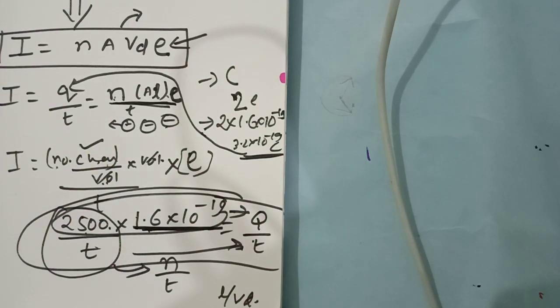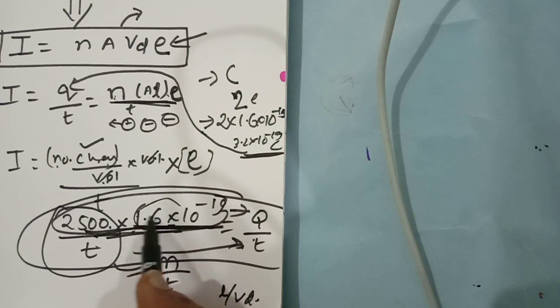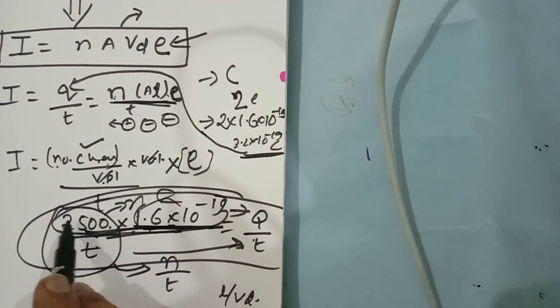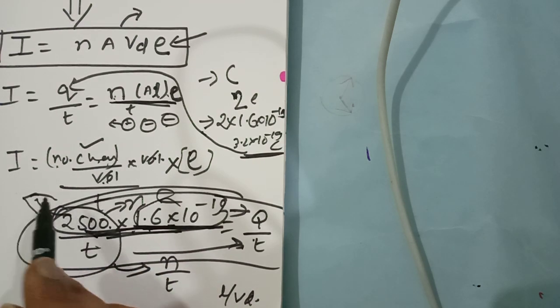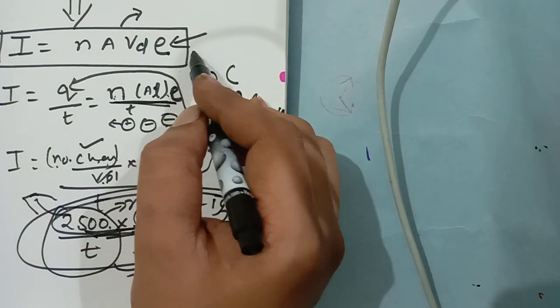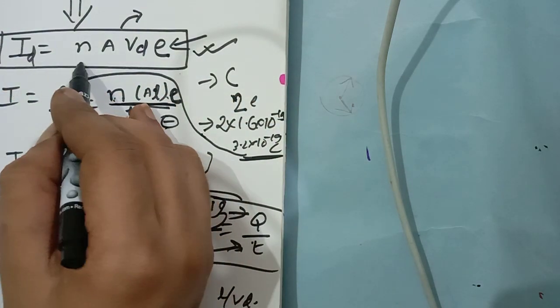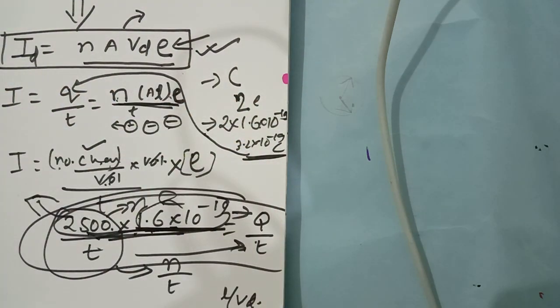So remember this. The whole charge is 2500 into 1.6 into 10 to the power minus 19. This is the electronic charge, and this is N. I took 2500 as an example to explain. So rectify this in your copy: the drift current will be nAeVd, right?